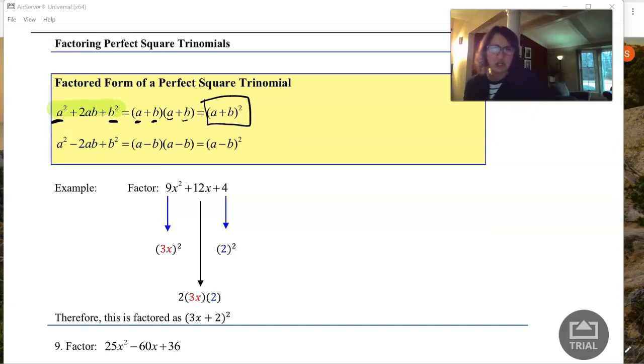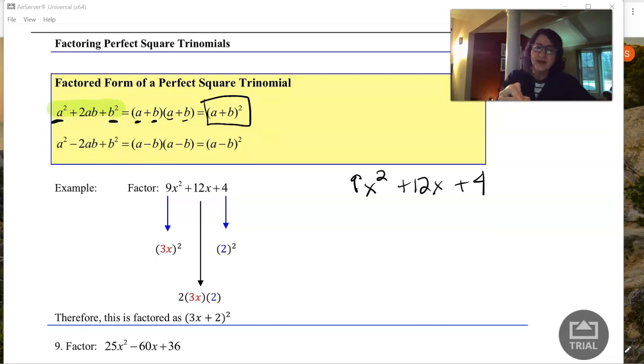So let's actually just look at one of these, because it's almost easier just to look at. And I think the way it's written here is a little bit confusing. So let's just kind of redo this. 9x squared plus 12x plus 4. Clearly, 9 is a perfect square. 4 is a perfect square. So we're going to create our binomial and put an exponent of 2 outside of that binomial.